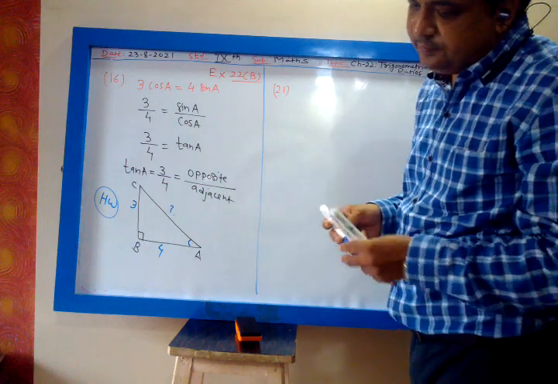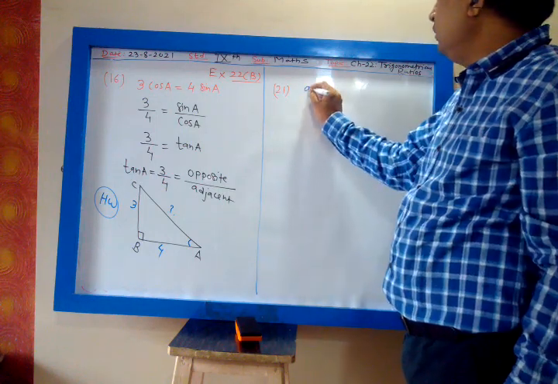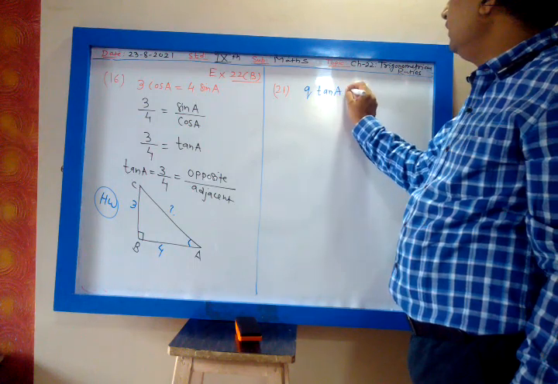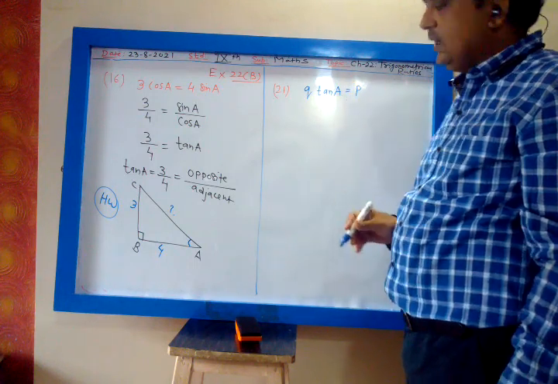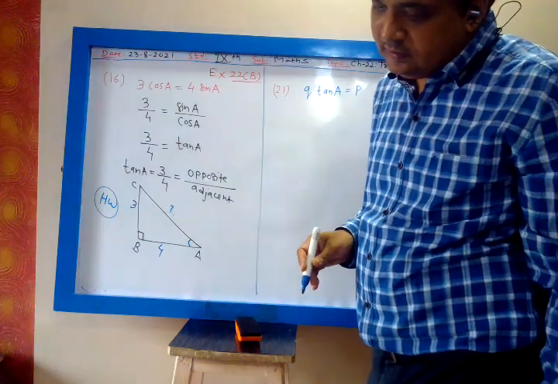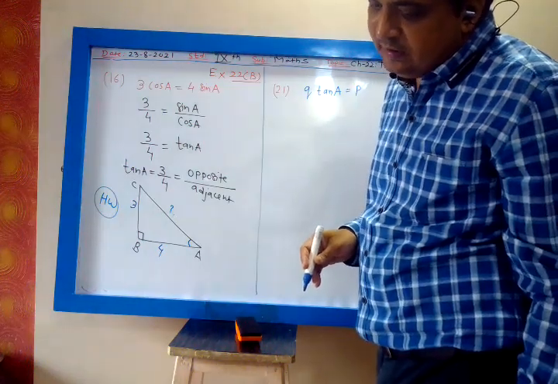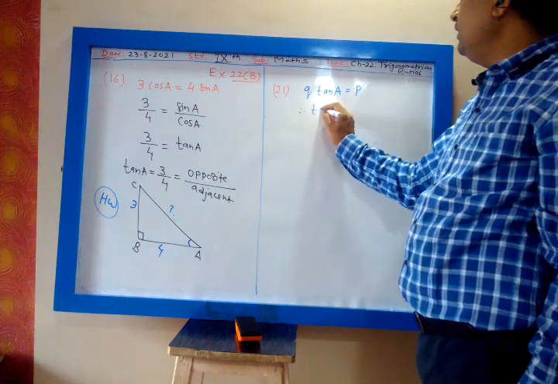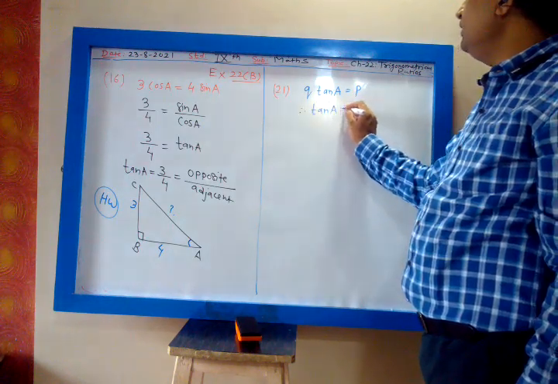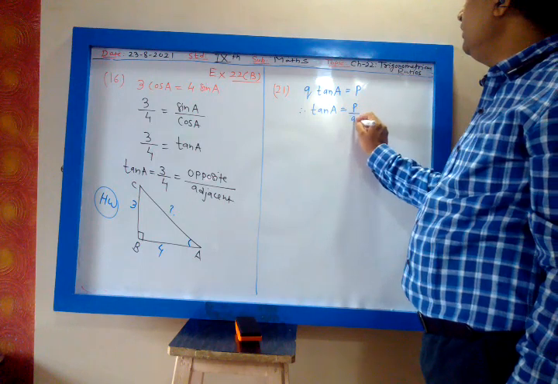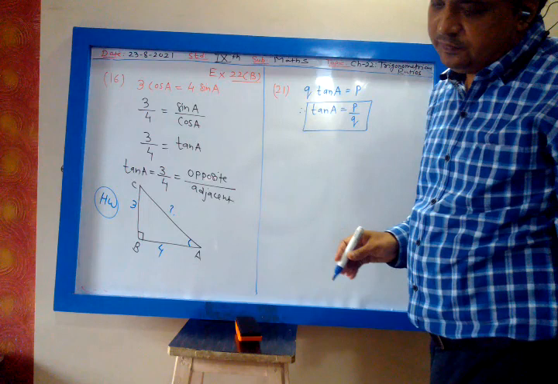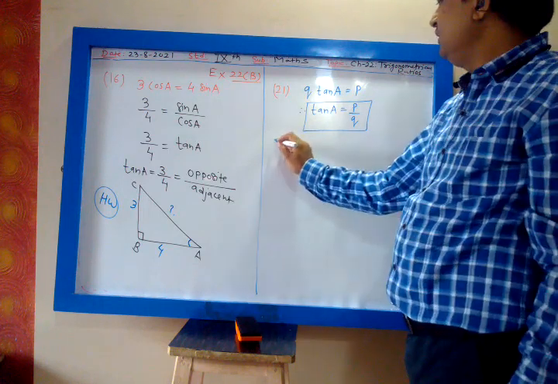If Q tan A is equal to P, find the value of P sin A. So Q tan A is equal to P, so you will get tan A is equal to P by Q. Yes or no? Tan A is equal to P by Q. P and Q are numbers.